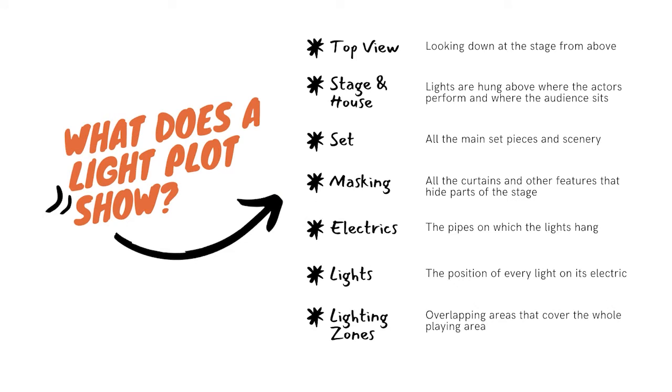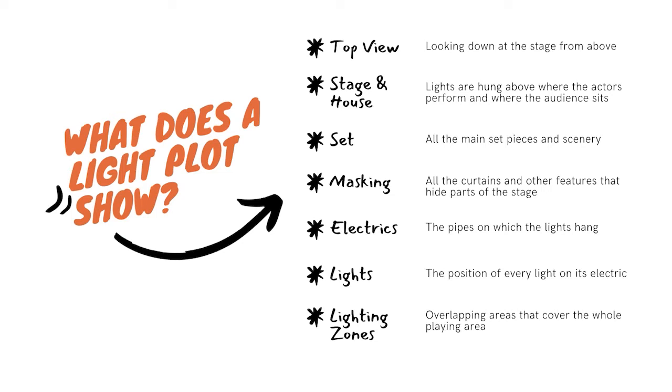A light plot shows a whole bunch of information, so it can feel overwhelming to look at initially, but it really becomes manageable once you recognize how it all ties together. A light plot shows the top view, looking straight down from above without perspective lines. It shows both the stage, where the actors perform, and the house, where the audience sits, because lighting instruments are hung above both places. Although it will not have many labels for the set, it will show the major set and scenery pieces just for orientation purposes.